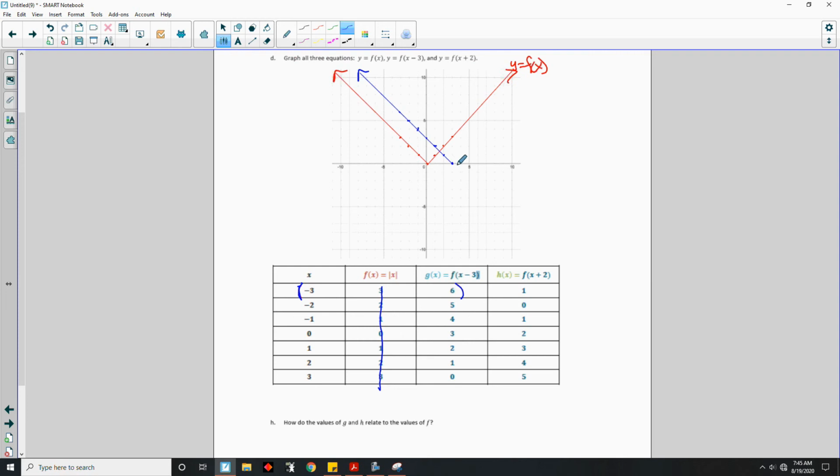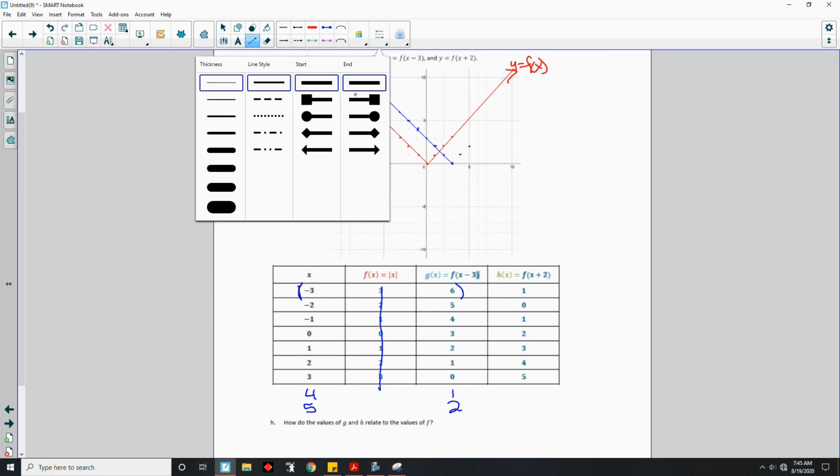So we need points on the other side. So if I put 4 here, 4 minus 3 is 1. The absolute value of 1 is 1. So we'd get to the point (4, 1). So I'd be right here. And if I chose 5, 5 minus 3 is 2. The absolute value of 2 is 2. So we'd have the point (5, 2). So now you can see what's happening on the other side of the vertex, and we can finish this graph.